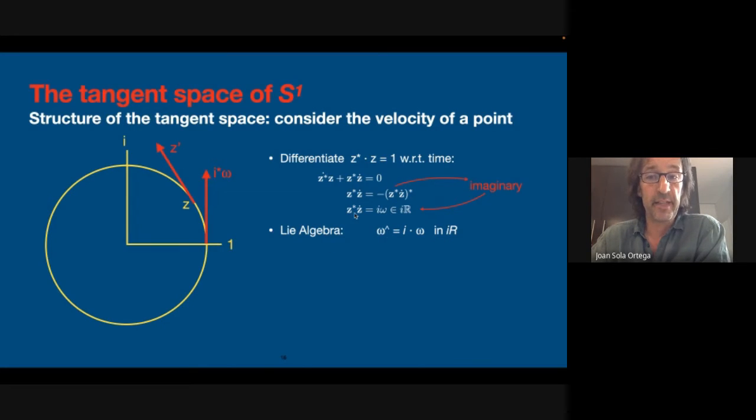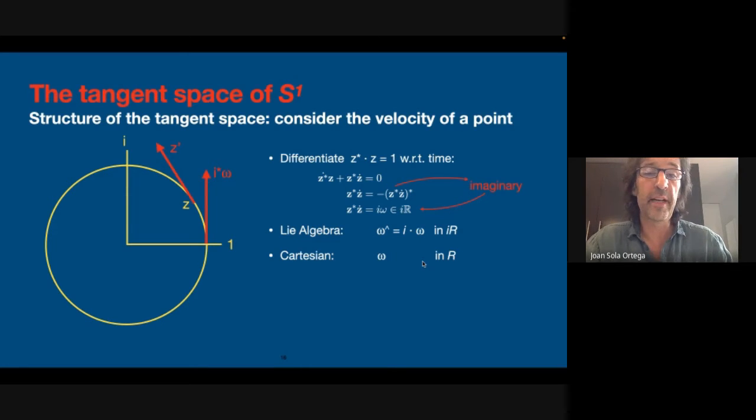If z equals 1, then we have z dot equals i omega, and that means that the tangent is the imaginary axis. So i omega belongs to iR, it's an imaginary number. And the elements of the Lie algebra, we note them, myself and many other people, with a hat operator, this kind of operator, telling you that this element belongs to the Lie algebra. In contrast, the bare element omega is just a number, a real number.